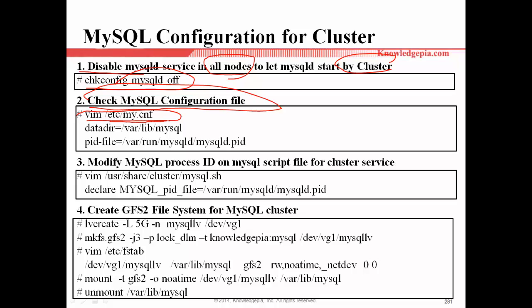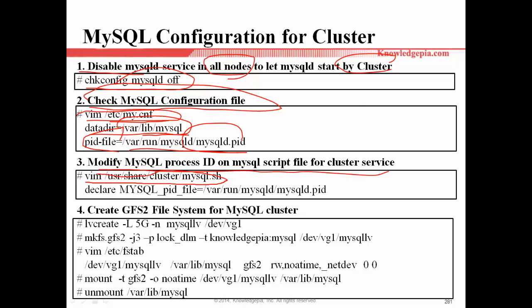/etc/my.cnf. The data directory, I will use /var/lib/mysql, and the process file /var/run/mysql.pid. And number 3, modify the MySQL process ID in the MySQL script file for the cluster service.